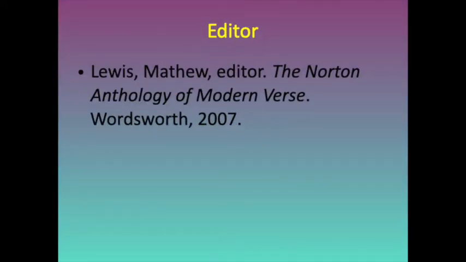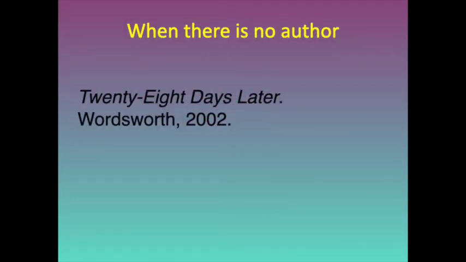If the work is an edited one, editor's name in reverse order, put a comma, then write editor in lowercase, period, name of the work in italics, period, publisher, comma, year of publication, period. If it is an anonymous work, start the citation with the name of the book, followed by name of the publisher and year of publication.